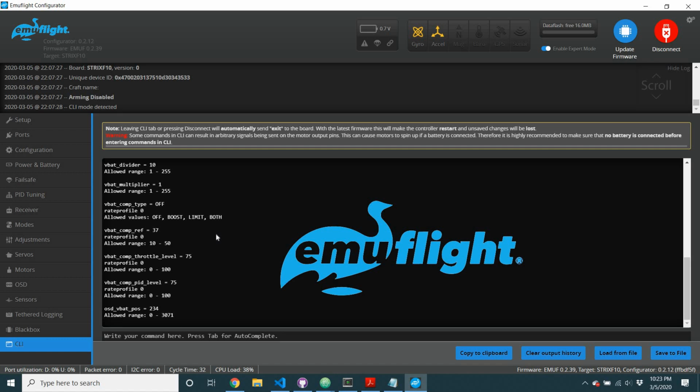trying to give you a more consistent, I guess, PID compensation as well. Now, I'm not the greatest fan that we have Vbat PID compensation and throttle compensation all working at the same time, and you can't set them independent. So that's something that will be changed in the future. But for now, they're set together.